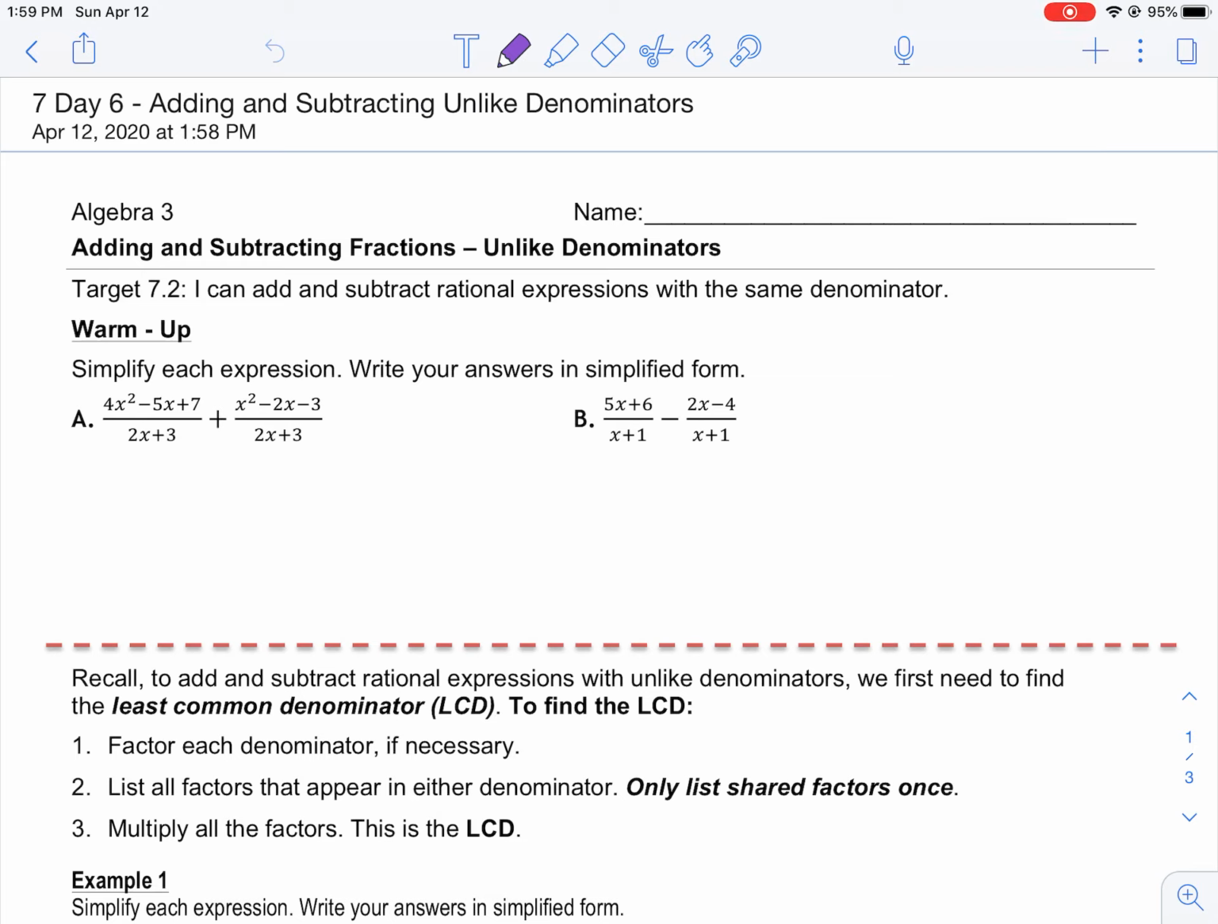I'm going to continue talking about adding and subtracting rationals today, but instead of looking at rationals that have the same denominator, we're going to focus on those that have unlike denominators. So just like with regular fractions, it's a little bit more work when we do not have the same denominator.